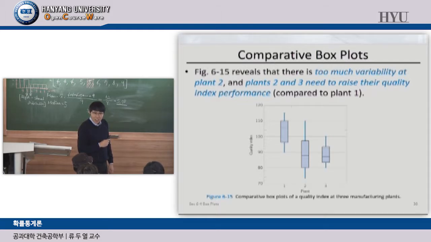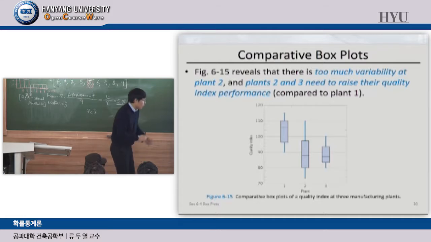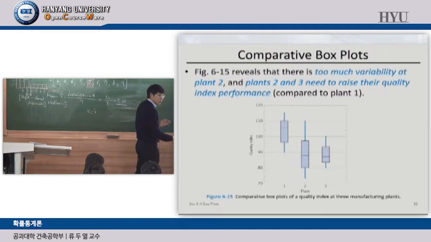So the product manufactured from manufacturing plant 2 has the largest variability, as compared to those from manufacturing plant 3 and manufacturing plant 1. Okay? So by using this comparative box plot, we can determine the variability of the data points, according to the samples.